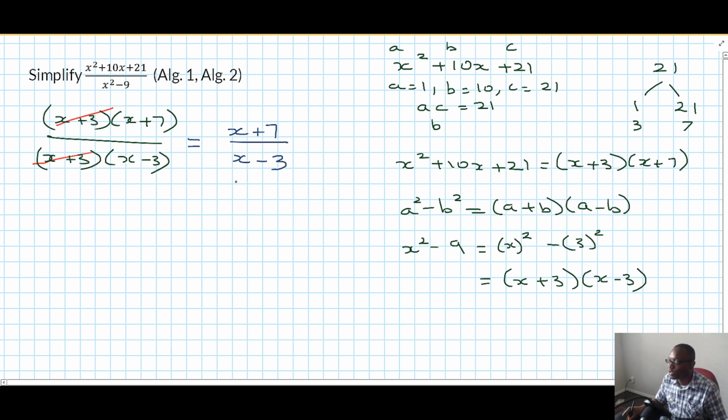So that's the solution to this fraction. This is a quadratic fraction. Normally we'll call them rational functions, but that's more the algebra 2 to pre-calculus level.